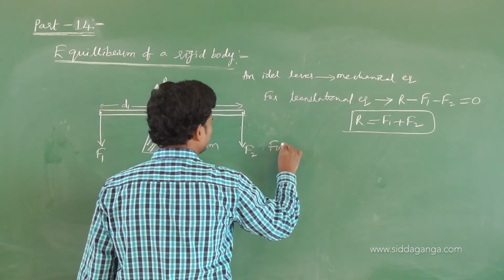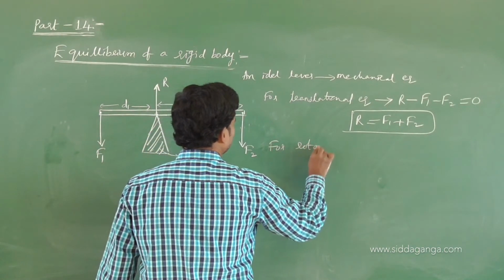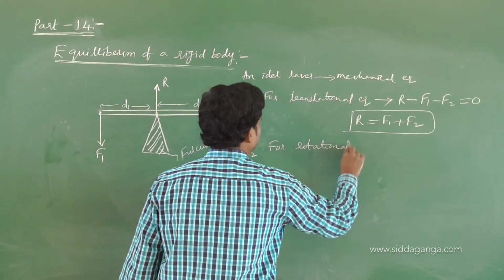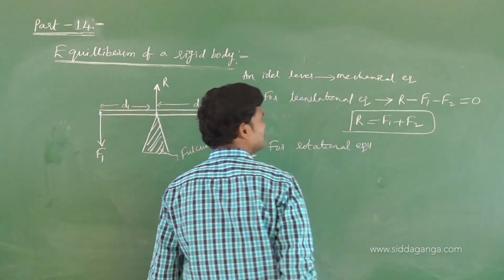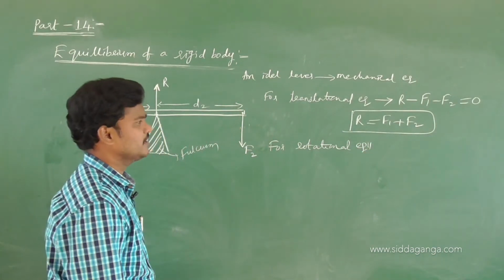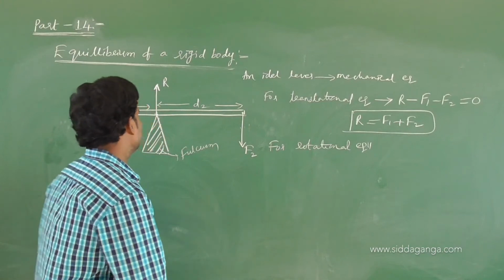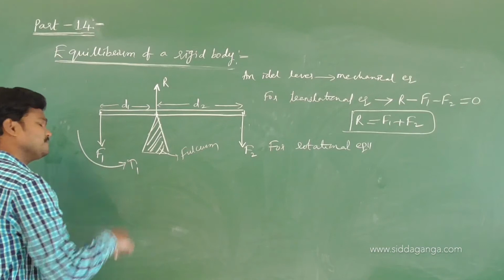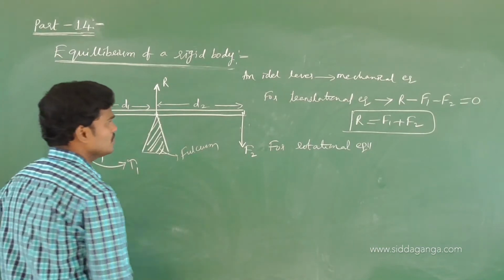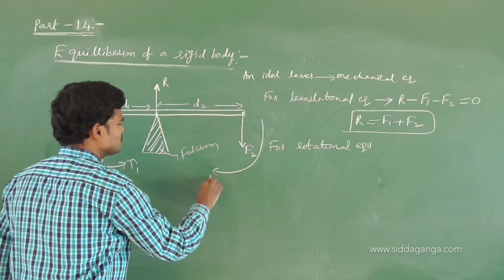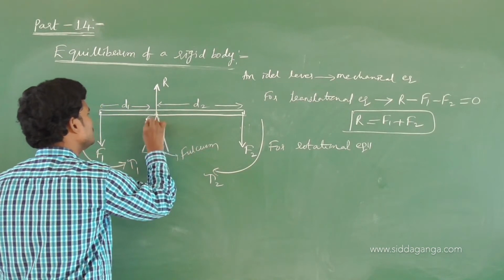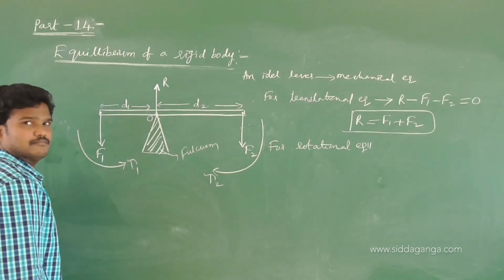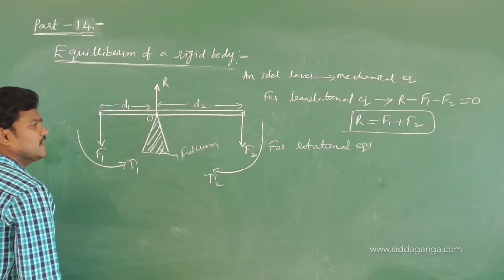For rotational equilibrium, here F1 will create some torque in this direction, tau 1, and net torque must be 0. F2 will create a torque in this direction, tau 2, about this fulcrum O, taking the net torque as 0.